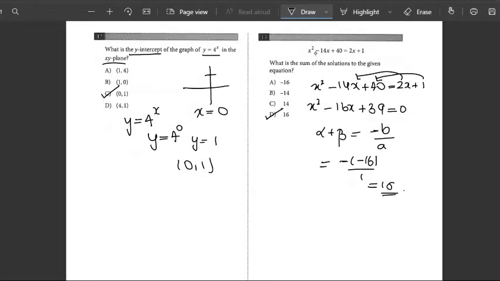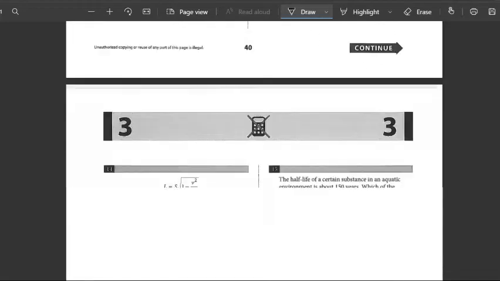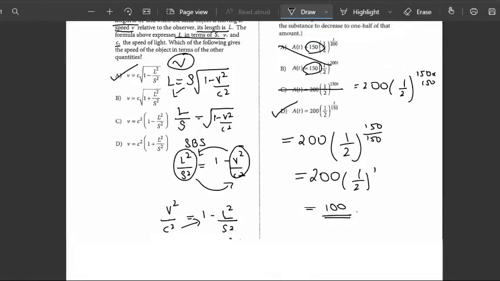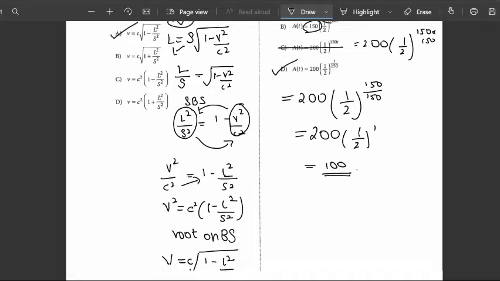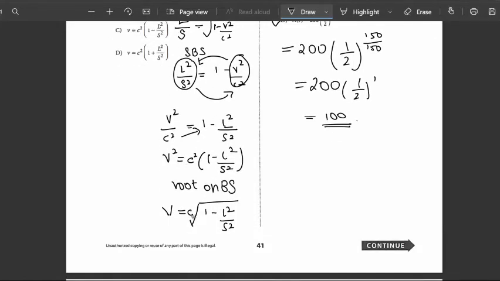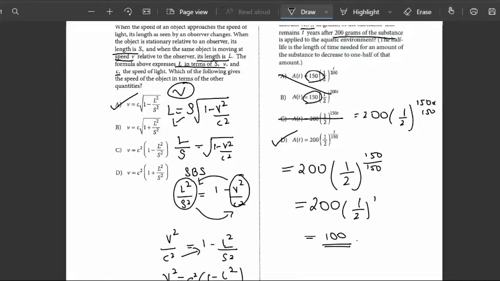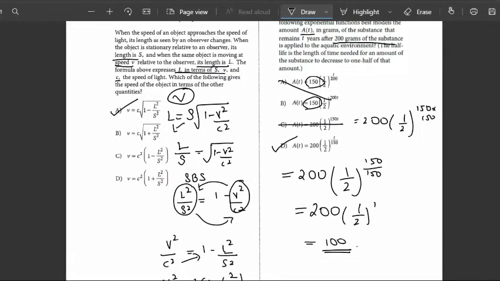Now x squared minus 16x plus 39. The sum of solutions is minus b by a, which would be minus of minus 16, that is 16. 13 is D. Let's check. Take L down, square. L squared by squared. So 14 is A, and in 15 it starts off at 200. It's 200 over here. In 150 years, we're getting 100. So 15 is D.